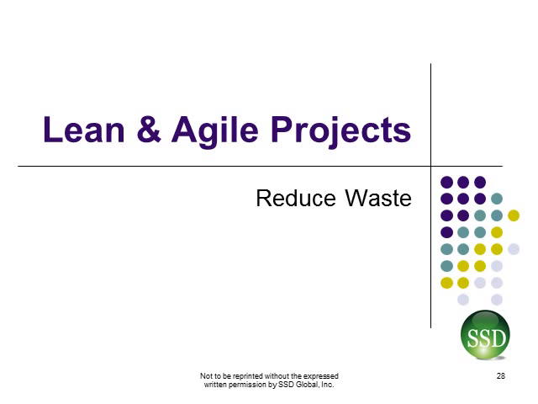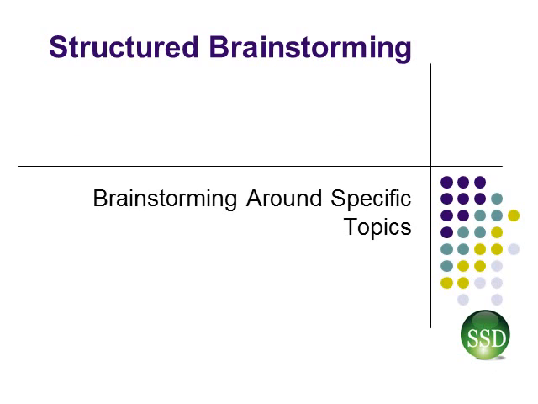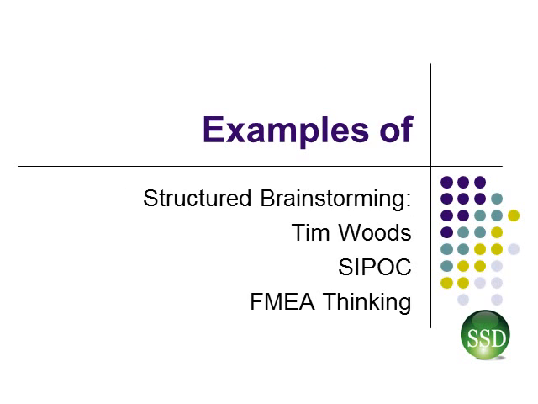Both Lean and Agile projects work to reduce waste. Lean and Agile promote structured brainstorming. That's brainstorming around specific topics. Examples of structured brainstorming include Tim Woods, SIPOC, and FMEA thinking. Please stop the video presentation at this time and locate those slides in your handouts before continuing.